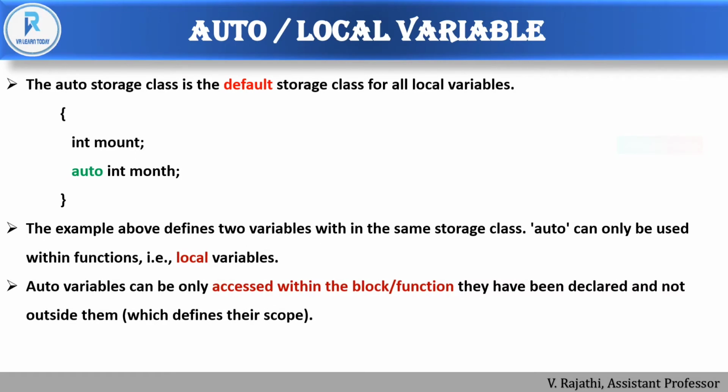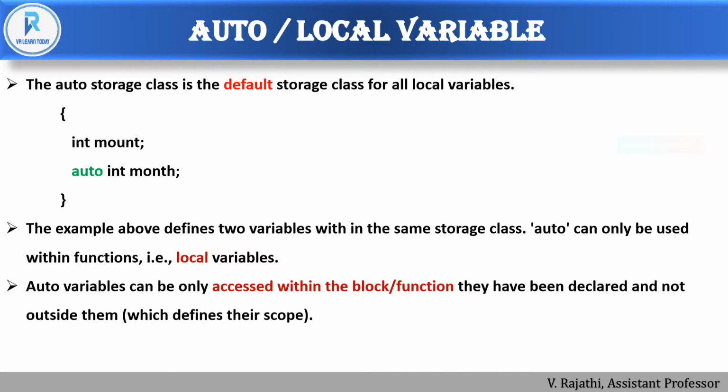So let's see one by one. First is the auto variable. We can call this a local variable. The auto storage class is the default storage class for all local variables. The example is auto int month. If you mention auto or don't mention auto, by default it is considered as auto. Here auto is a keyword, int is a data type, and month is the variable.